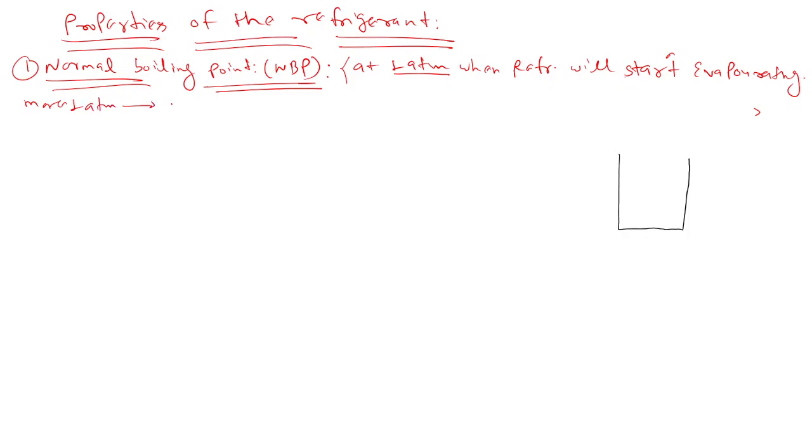It is because if some leakage is there, then outside air will rush into the system, and in the air moisture is there. So at lower temperature that moisture will freeze, and the system will choke up. So that's why we generally keep our system pressure more than 1 atmospheric pressure.